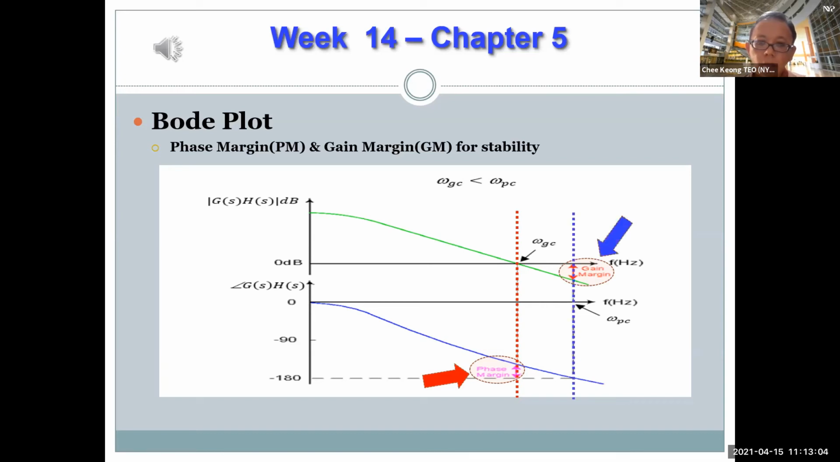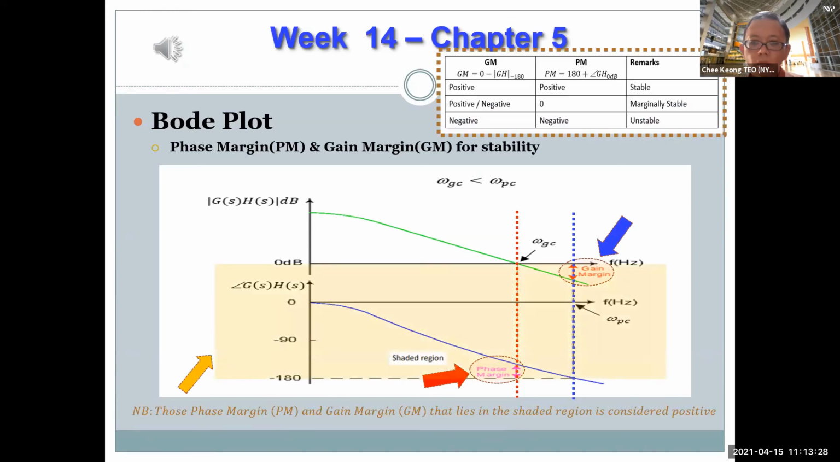PM. For reading the gain margin, we first identify the frequency, omega PC, at which the phase plot crosses minus 180 degrees. Project omega PC upward until it cuts the magnitude plot. The distance from the value where it cuts the magnitude plot to 0 dB will be the gain margin.